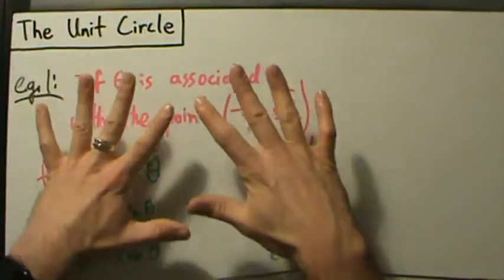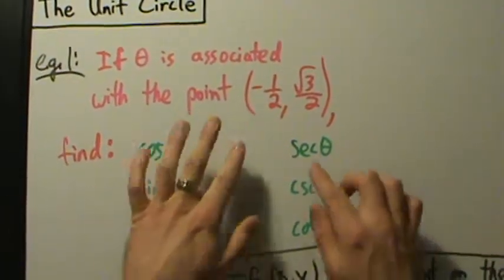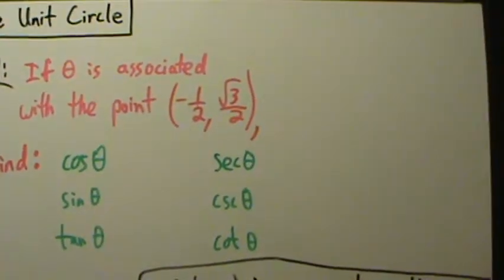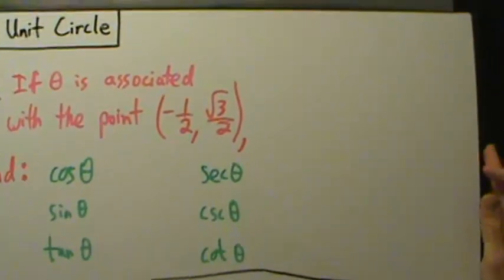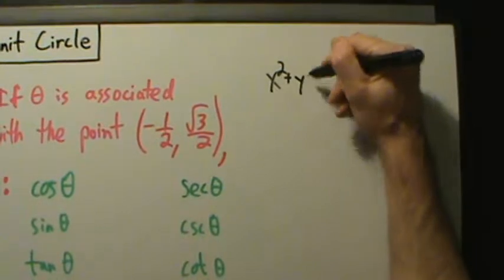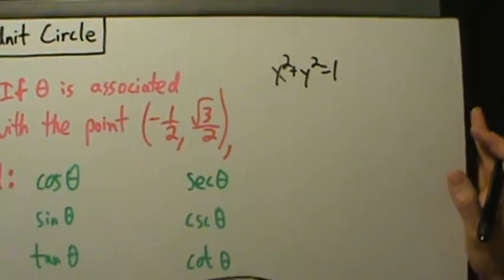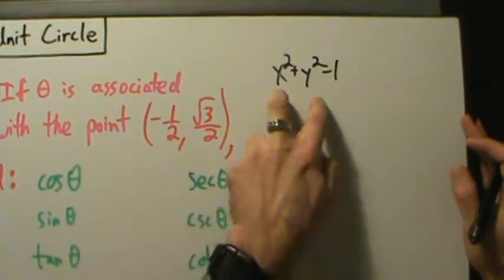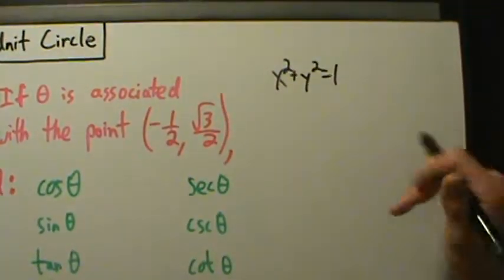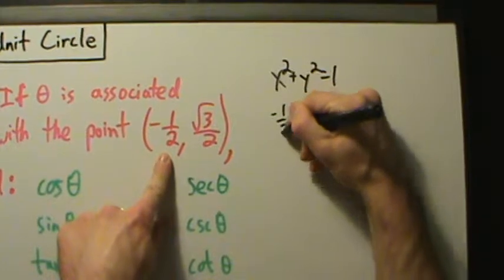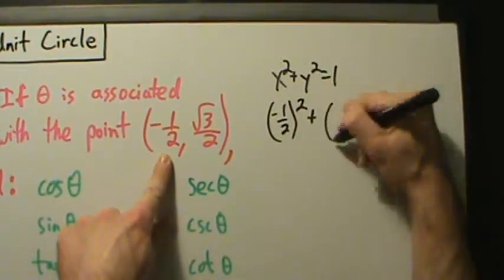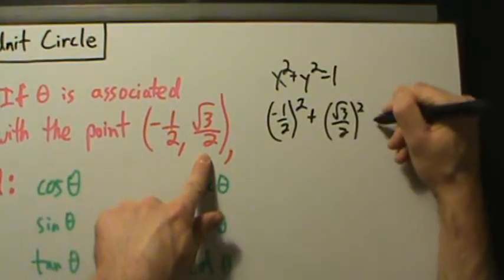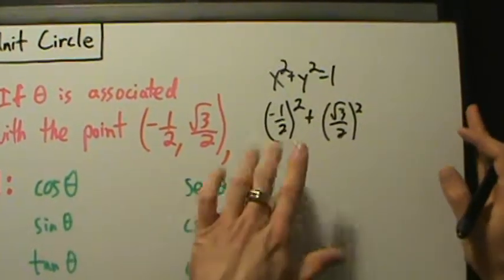Actually, before we approach a problem like this, we need to make sure that this point is on the unit circle. How do we tell if a point's on the unit circle? Remember, on the unit circle, x squared plus y squared equals 1. So we have to make sure that the coordinates of this point satisfy this equation. The x is negative 1/2, square that. The y is root 3 over 2, square that, and then we have to make sure that equals 1.